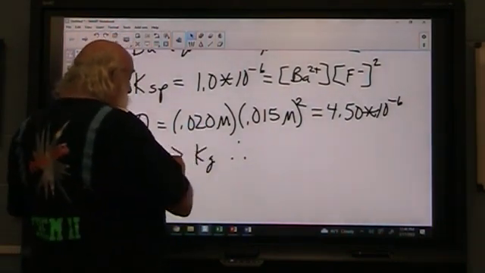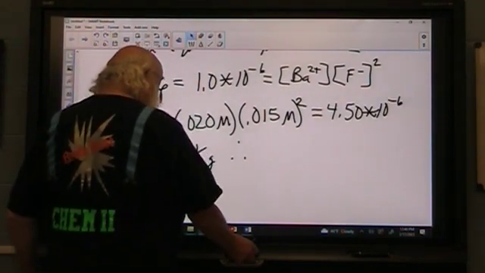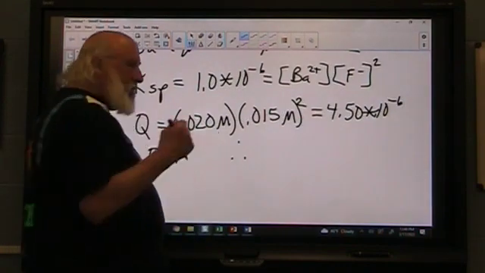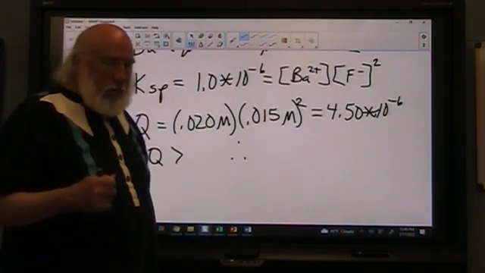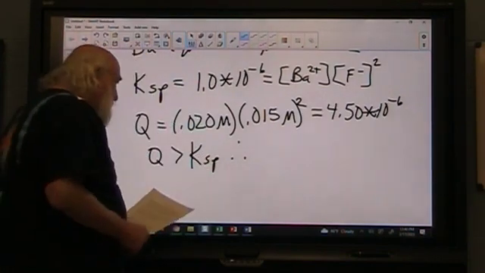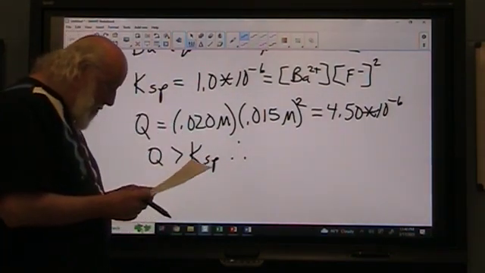But that is telling you, since Q is greater than... kilograms, that's so nice. Why would I put kilograms in there? That was a massive mistake, people. Never mind, that was dumb. Ksp. Massive mistake, whatever.